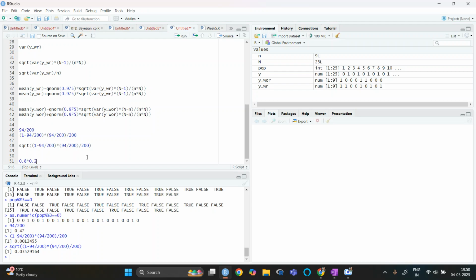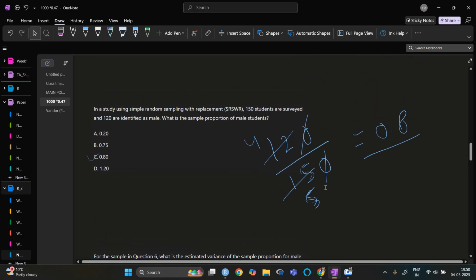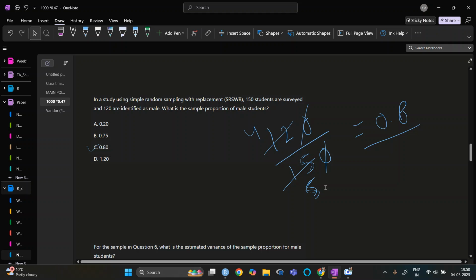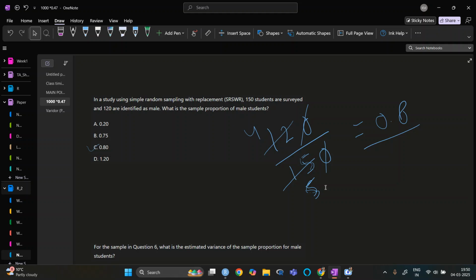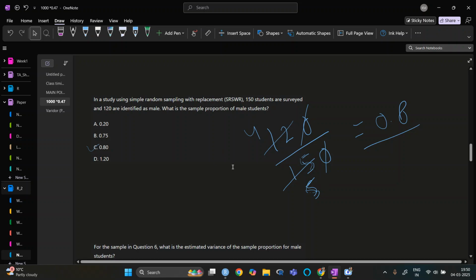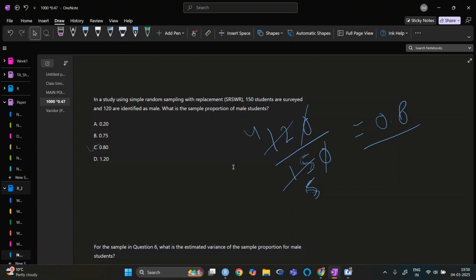Excuse me. While solving the assignment questions, do we need to compulsorily use R, or can we do it without using R? No, it is not important. In this question R is not required, and if you do not want to use it, you can use the calculator directly. It is not important to use R.